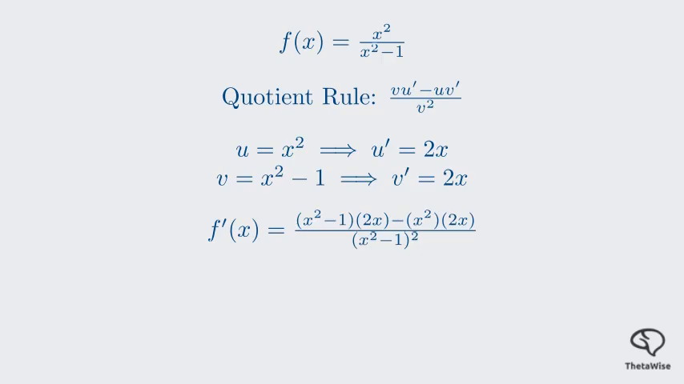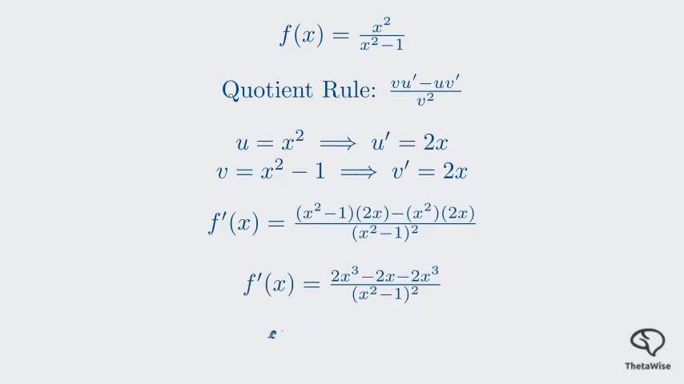Plugging these into the quotient rule, we get x squared minus 1 times 2x minus x squared times 2x all over x squared minus 1 squared. Now let's simplify the numerator. Distributing the 2x gives 2x cubed minus 2x minus 2x cubed. The 2x cubed terms cancel out, leaving us with negative 2x. So the first derivative is negative 2x over x squared minus 1 squared.